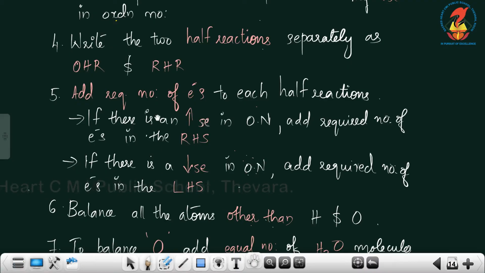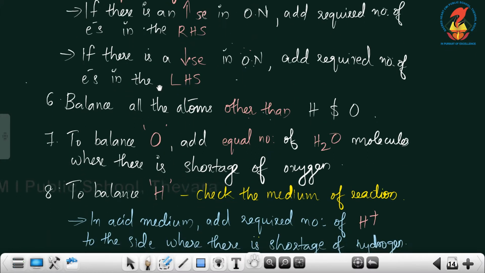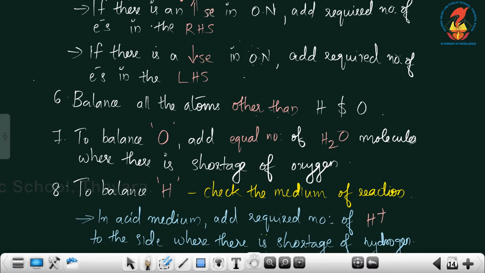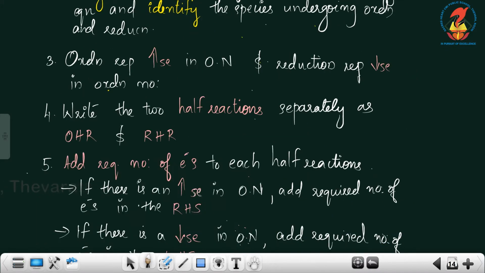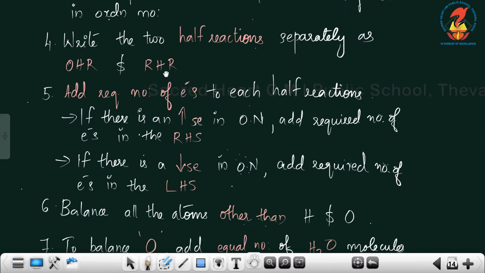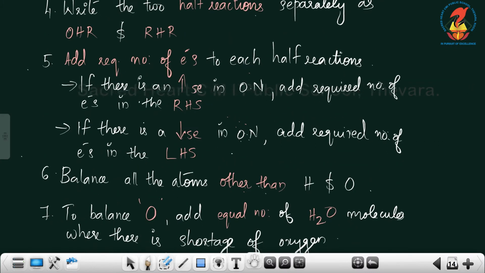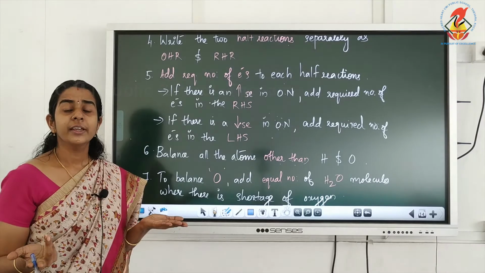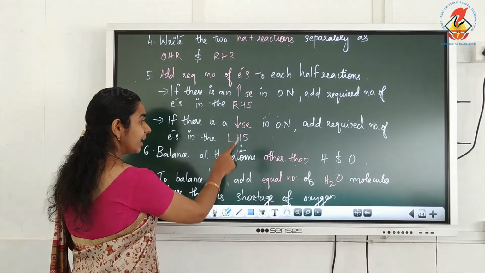Now in the second step, after adding the required number of electrons on the right hand side or left hand side, the next step is: if there are any atoms other than hydrogen and oxygen, don't balance hydrogen and oxygen yet. If there are any atoms other than hydrogen and oxygen, we have to balance those. So the sixth step is to balance all the atoms other than hydrogen and oxygen, and we know how to balance the number of atoms as usual.